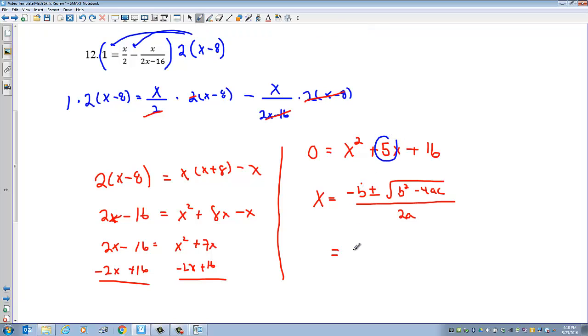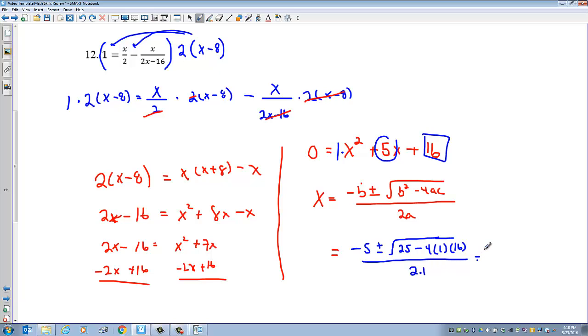And so what do we do on this one? So we have negative 5 plus or minus the square root, and then b squared is 25, so 25 minus 4ac, so you have 4. A is just 1. There's a 1 here we don't write, but it's 1. And so times 1. And then times c, which c is, of course, 16. So times 16. And then that's all divided by 2 times a, so 2 times 1.